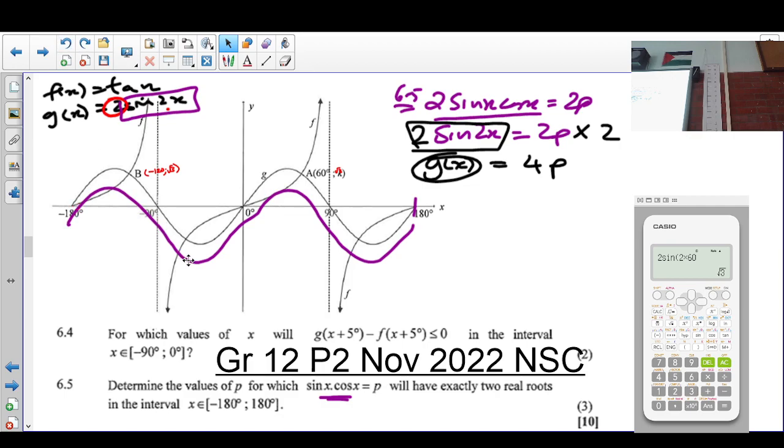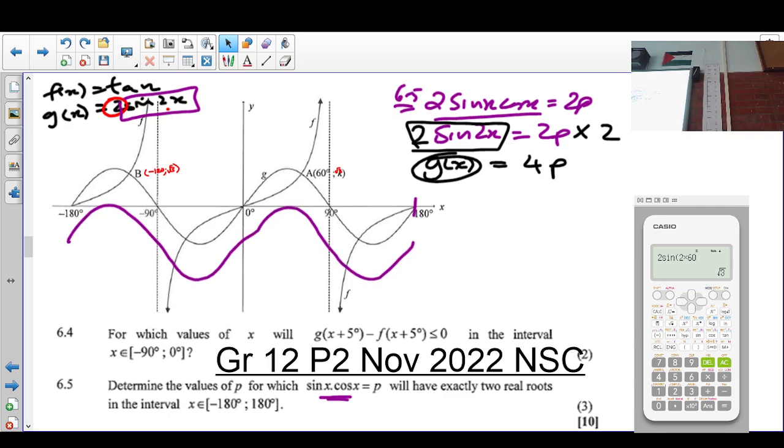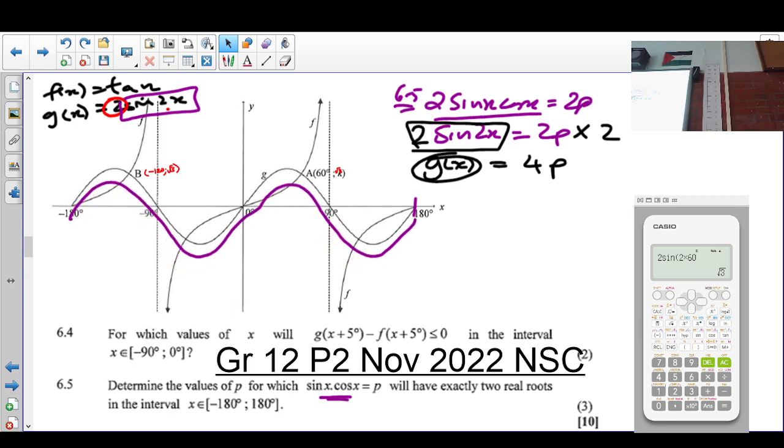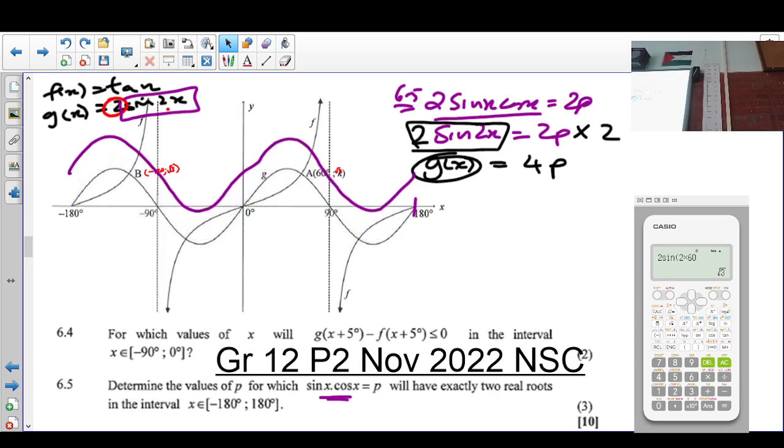So there's 4 roots there. What if I move it down? How many roots are there? 2 roots. And that's what they're asking for. Not so? Right. Let's move up. How many roots? 4, 4, 4. Here? 5. 4, 4, 4, 4. And then? 2 again. Can you see that, people?